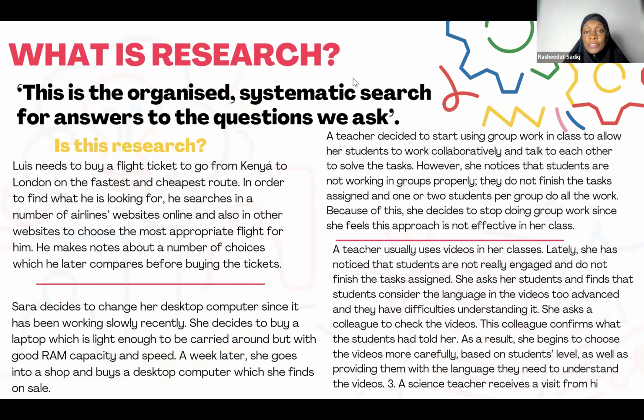Okay, so we're going to be going to the next one. A teacher decided to start using group work in class to allow her students to work collaboratively and talk to each other to solve the tasks. However, she notices that students are not working in groups properly. They do not finish the tasks assigned, and one or two students per group do all the work. Because of this, she decides to stop doing group work since she feels this approach is not effective in her class. So is that research or not? Did she do any research there?